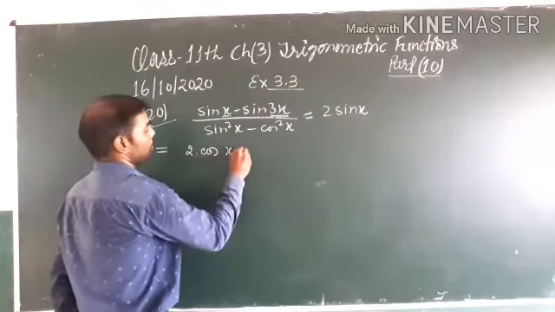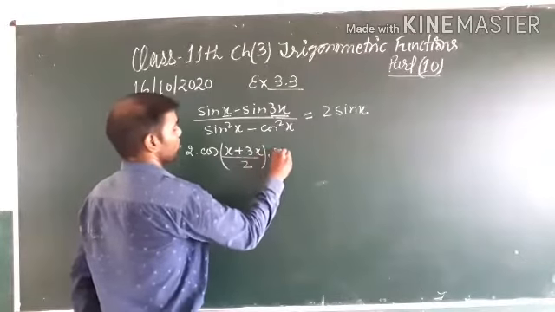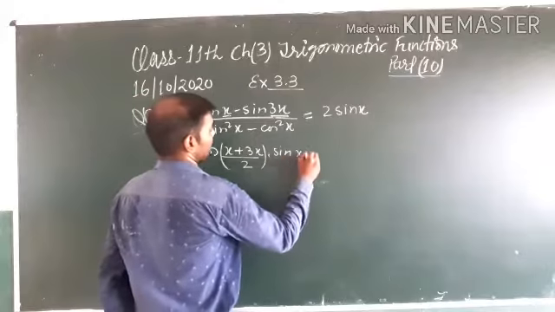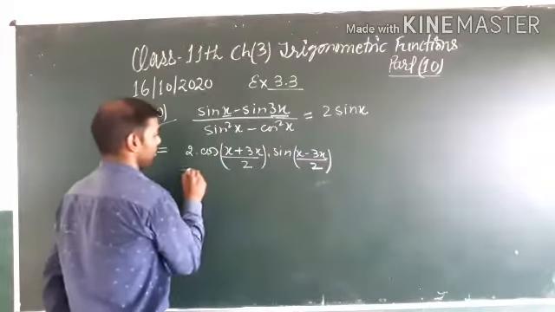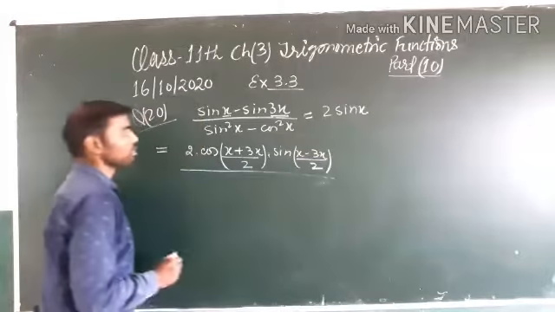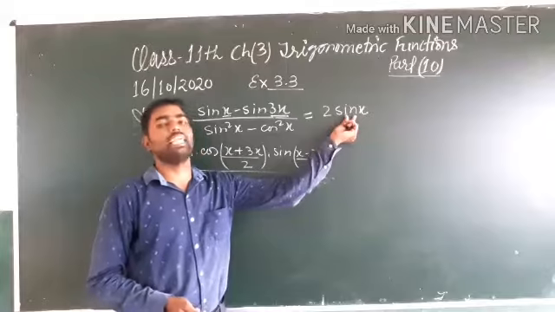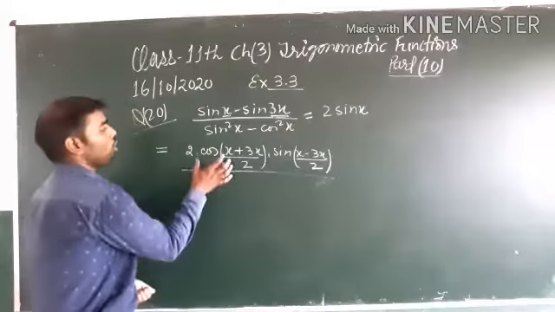It means (x plus 3x)/2 into sin (x minus 3x)/2 divided by... On the left hand side we need only the sin x part. Here there is no cos x, so we remove the cos x part.